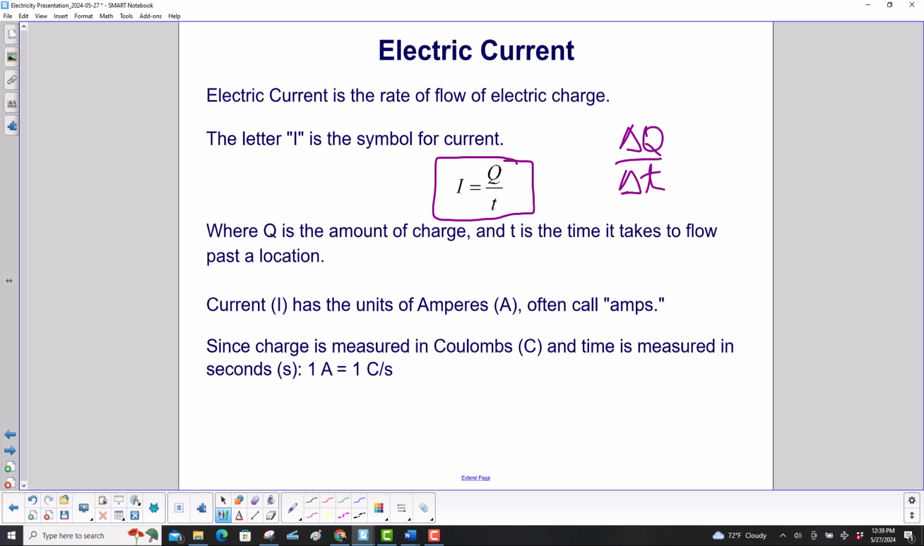Current has units of amperes, A, often called amps. Since charge is measured in coulombs and time is measured in seconds, 1 amp is 1 coulomb per second.